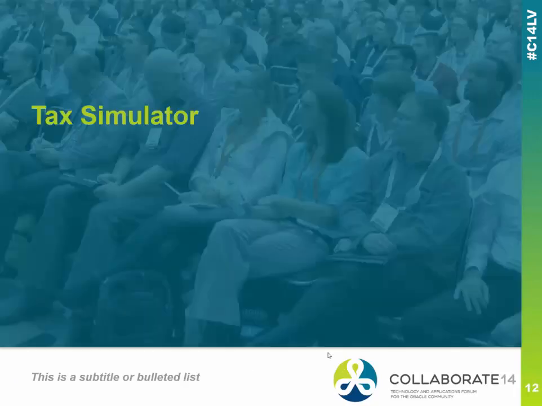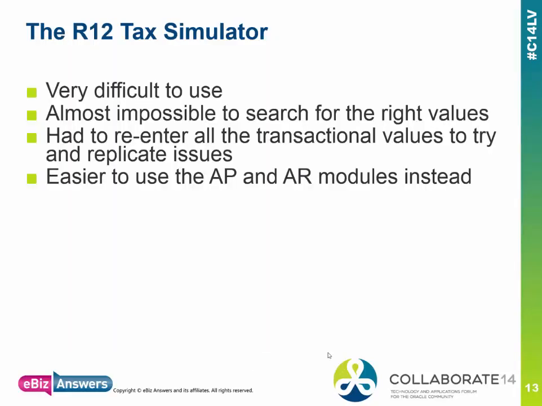Now the tax simulator. In R12, the tax simulator was awful. Very difficult to use. It was almost impossible to bring the values in that you wanted because they weren't dependent on each other. You could choose any supplier site, link to any supplier, and of course the values would be different depending which values you chose.